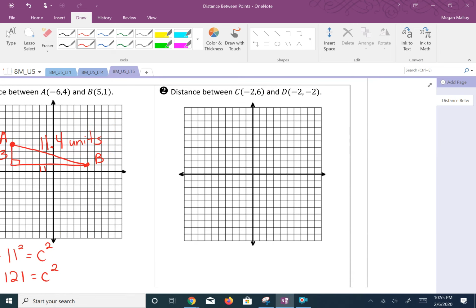For number 2, we're finding the distance between C and D. C is at -2, 6. 1, 2, 3. Okay, and D is at -2, -2.